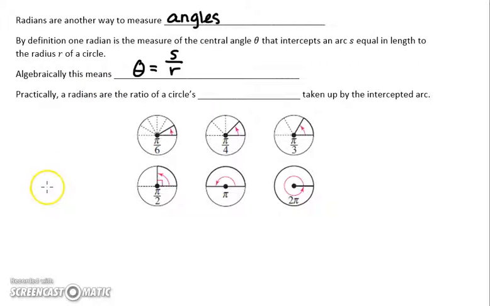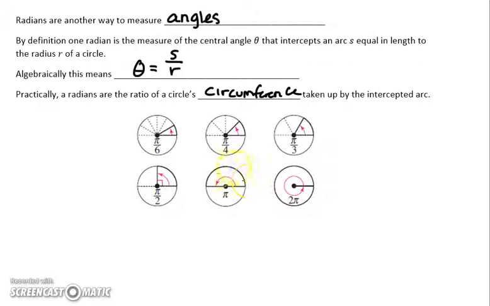But more practically, how we're going to think about our radians, it's just the ratio of a circle's circumference taken up by the intercepted arc. So if we think about a circumference of a circle, we know it's going to be 2 pi times the radius. But we're going to try to make the radius 1 just to make our lives easier. That's how we're going to think about these things. So all the way around it's just going to be 2 pi.